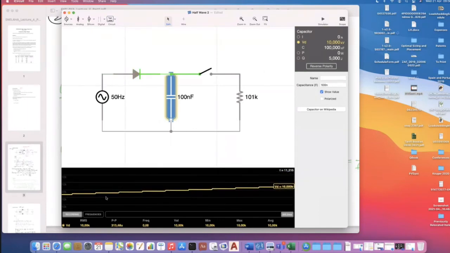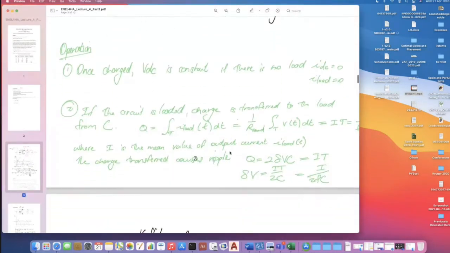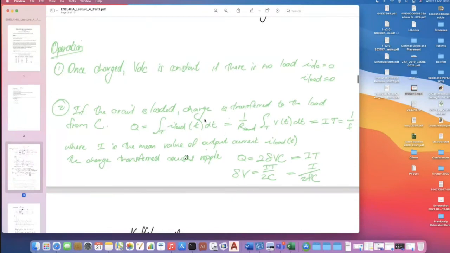Right, so when there's no load, it's a constant DC. If the circuit is loaded, charge is transferred to the load from the capacitor. That charge is equal to the current of the load over time. You can integrate that.